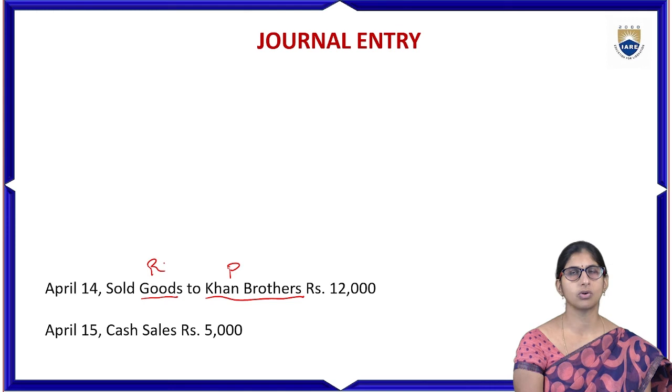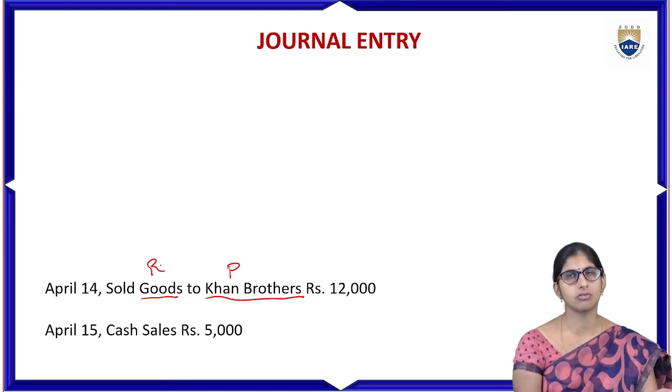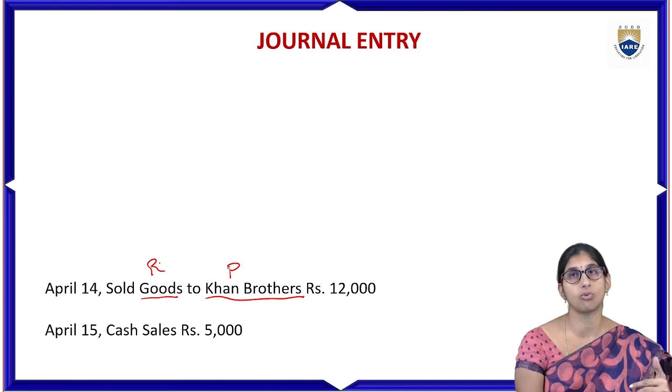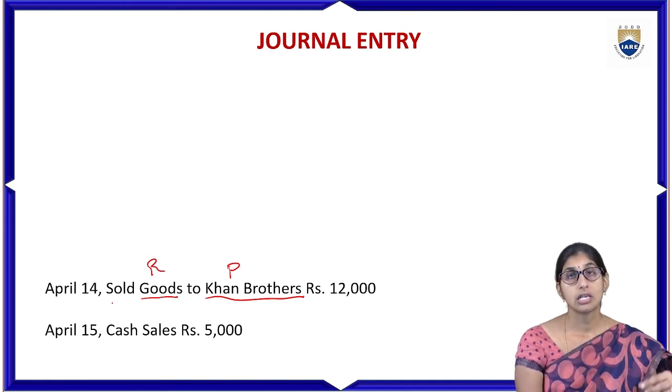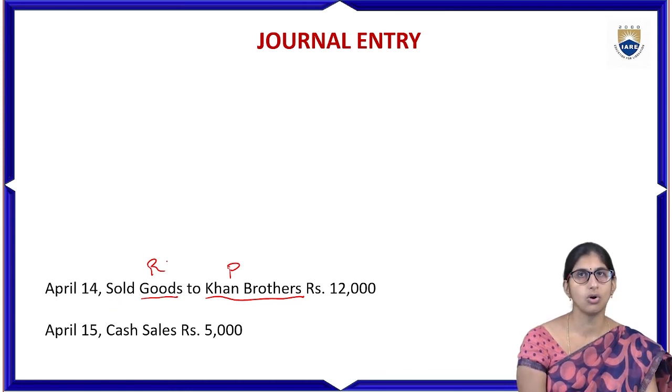Coming to the real account, goods comes under real account. Debit what comes in, credit what goes out. Here, are we purchasing goods or selling goods? Are we receiving goods or giving goods? Sold goods, we are selling goods, which means goods are going out. So goods has to be credited. But instead of goods, we write sales account. We have to credit sales account.